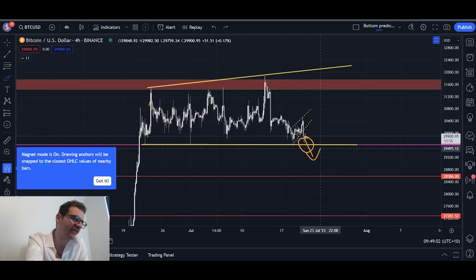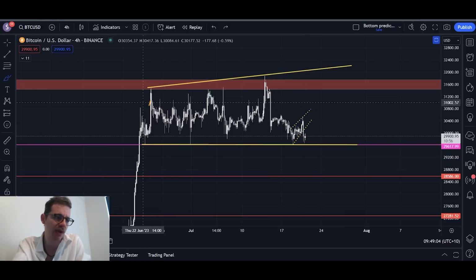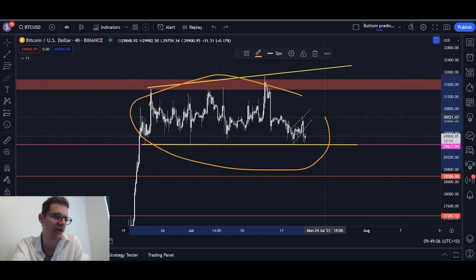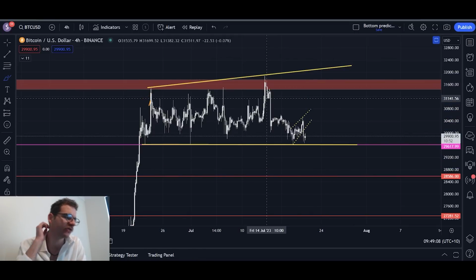Now, technically speaking, it is an ascending broadening wedge, so technically speaking, this structure is bearish, and hence it is more likely to be lost. But I don't think it's as simple as that. Here's the thing: I'm not very confident in any sort of opinion on whether this is going to break to the upside or downside. I think there is a lot of conflicting data.